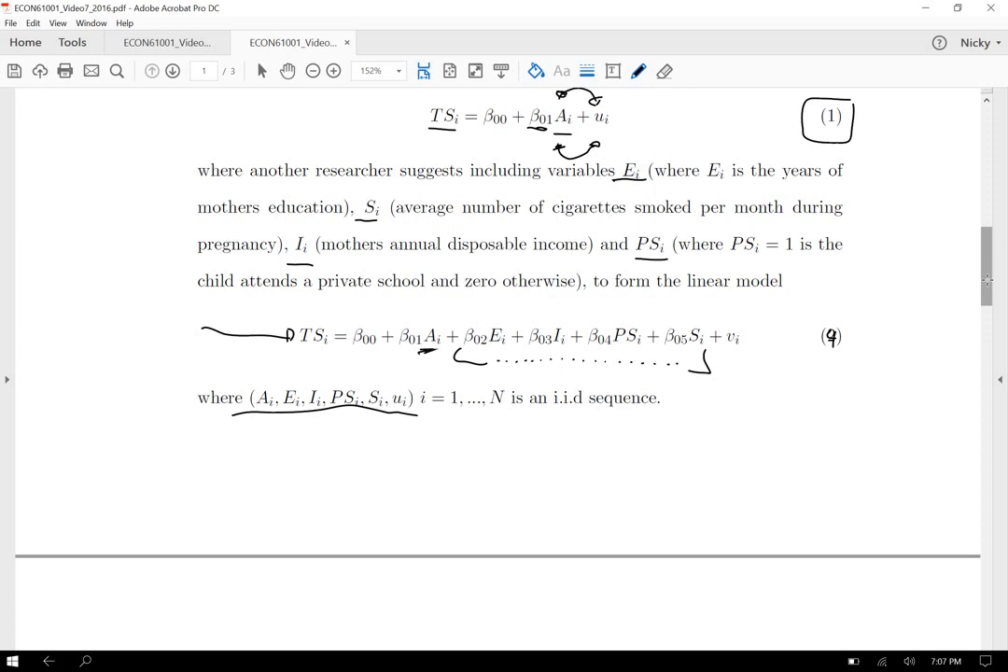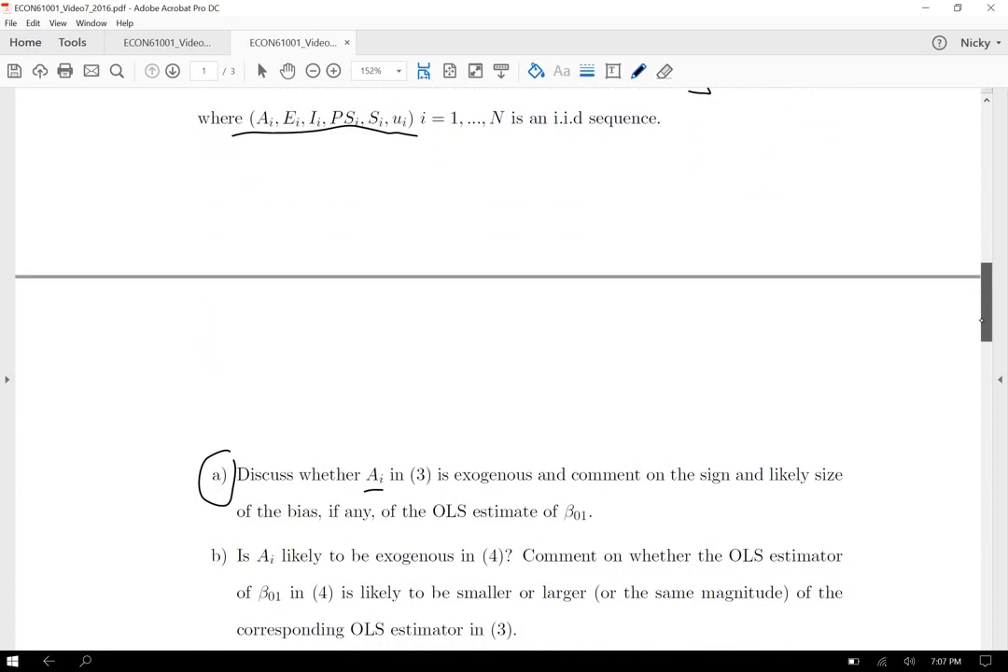Now what this says in words is, in essence, have we included all these omitted factors in this regression above? So you could think in regression 1 that U_i includes all these other omitted variables which are driving test scores, which may be endogenous. So what it's getting at here is, do we think we've controlled for all these other factors which drive test scores, which may be correlated with ability? Okay.